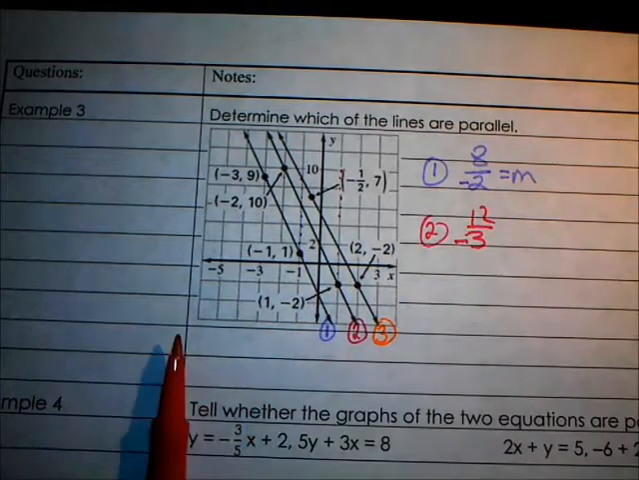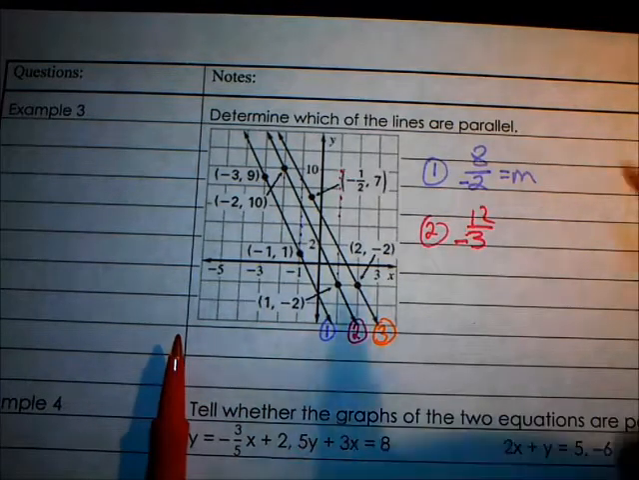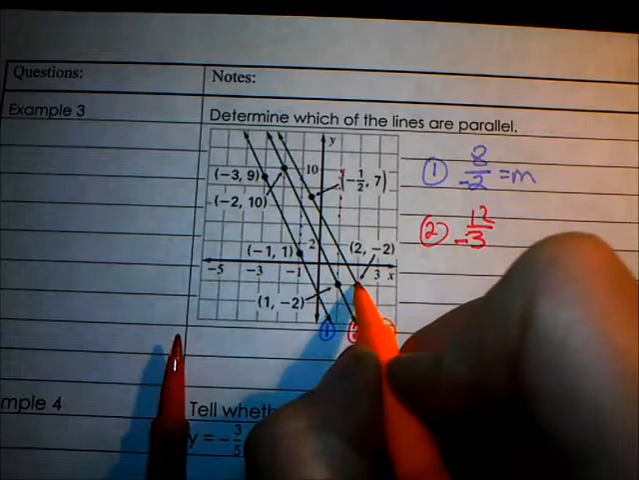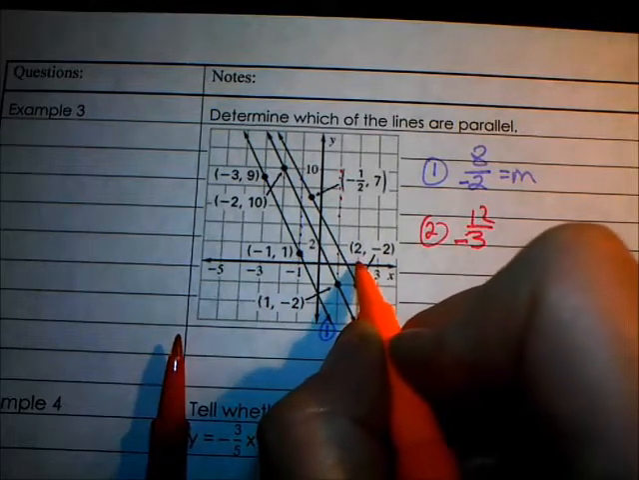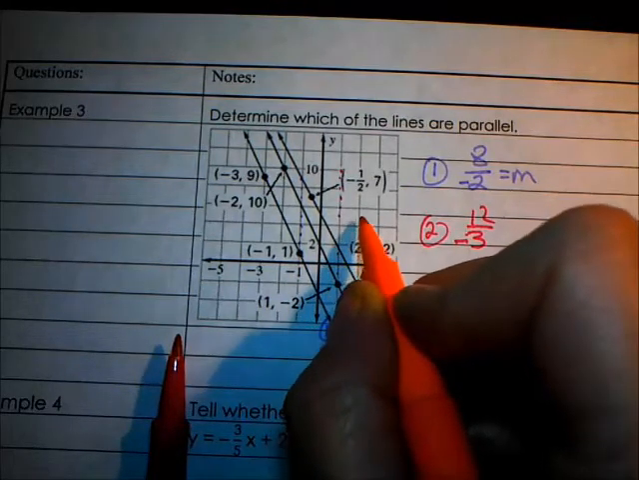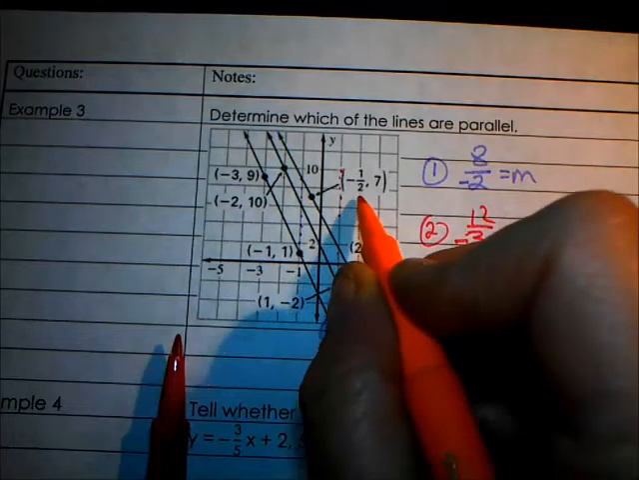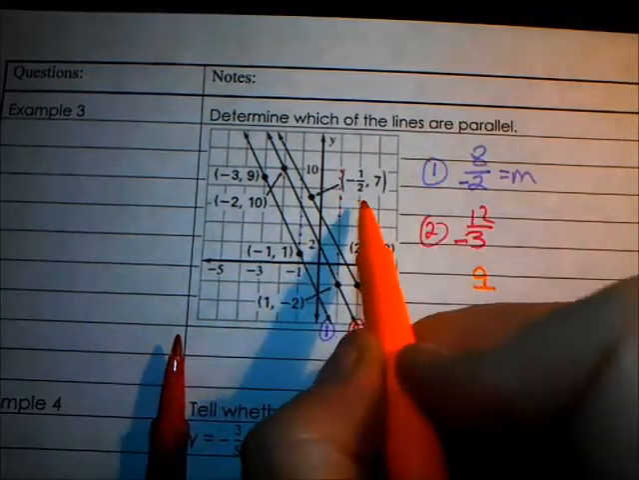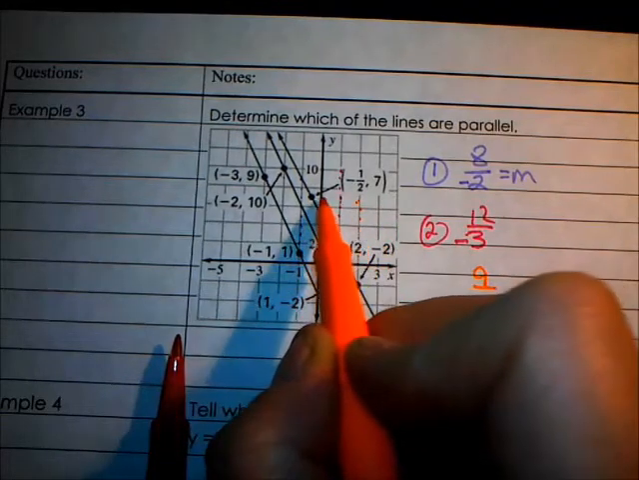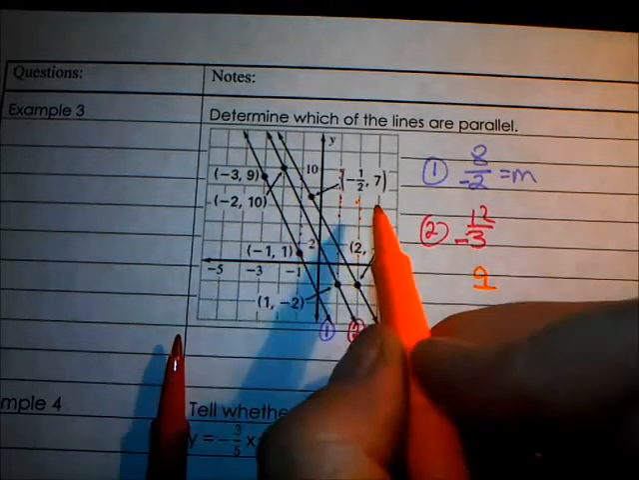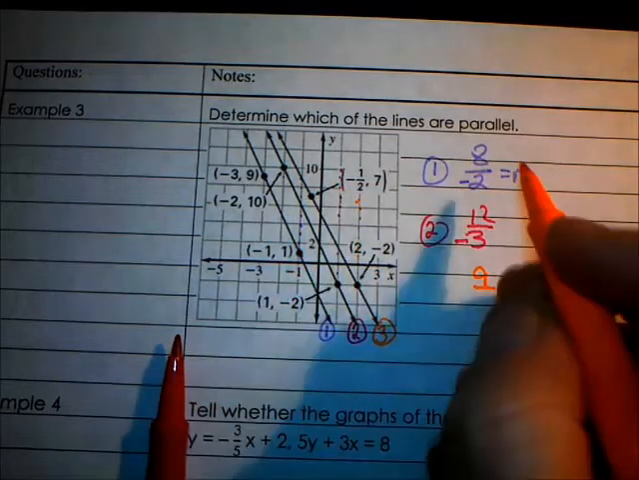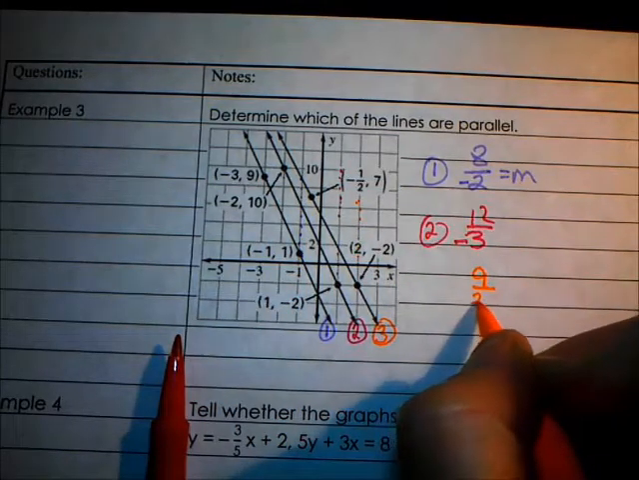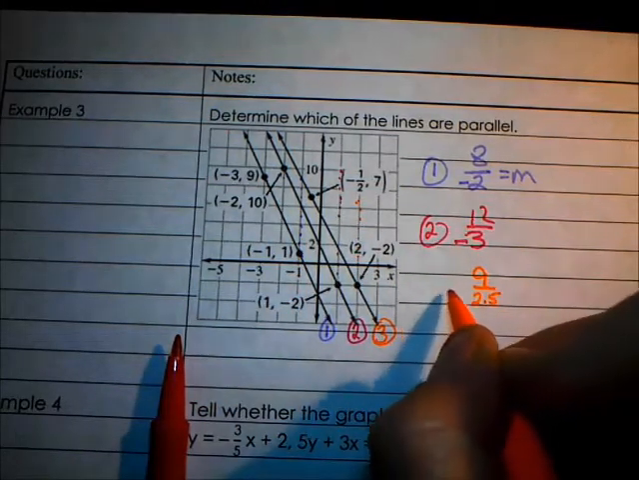And then let's go with our third line. This goes up 1, 2, 3, 4, 5, 6, 7, 8, 9, it appears. And then from there it goes 1, 2 and a half. Is that what that is? So 2.5. And it went left, so it is negative.